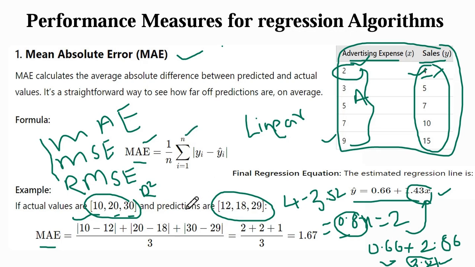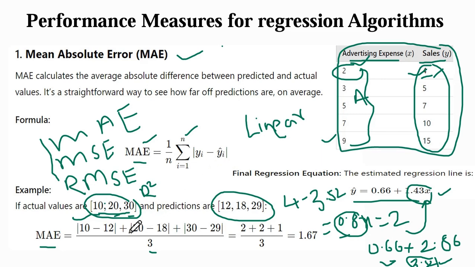N is the number of observations. Here, how many observations do we have? 3. That means n equals 3. Okay, so yi means the actual value. Ŷ means the predicted value of that model.